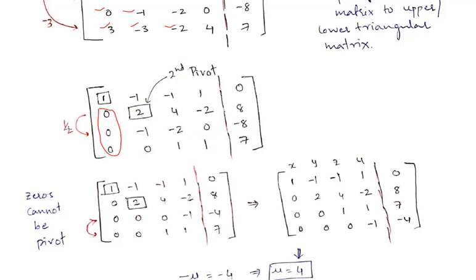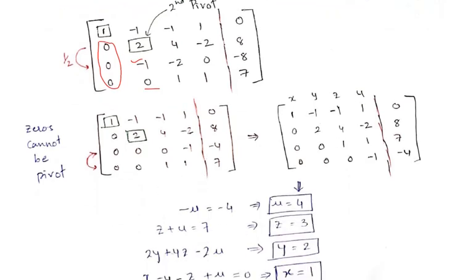Similarly, I am multiplying minus 2 with the second row and adding it to the third row, so that the minus 1 will become 0. Next row we need not do it because 0 is already existing. So we will get something like this. Okay, remember, zeros cannot be pivot. So the third element in the diagonal is 0. So zeros cannot be pivot.